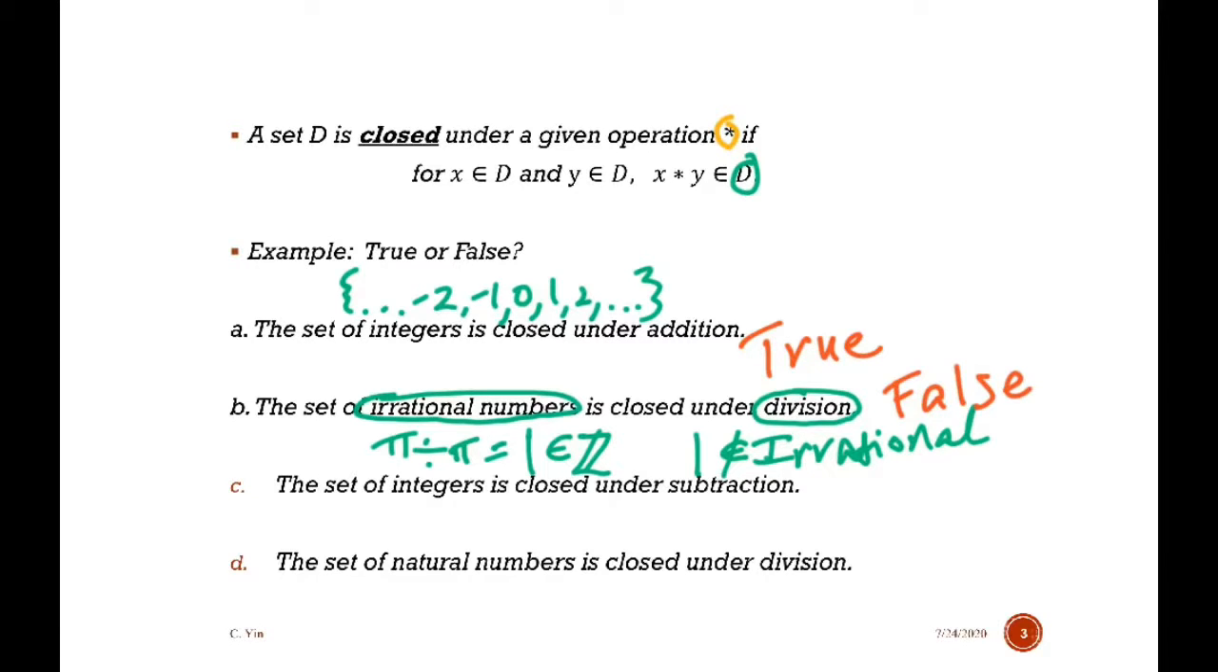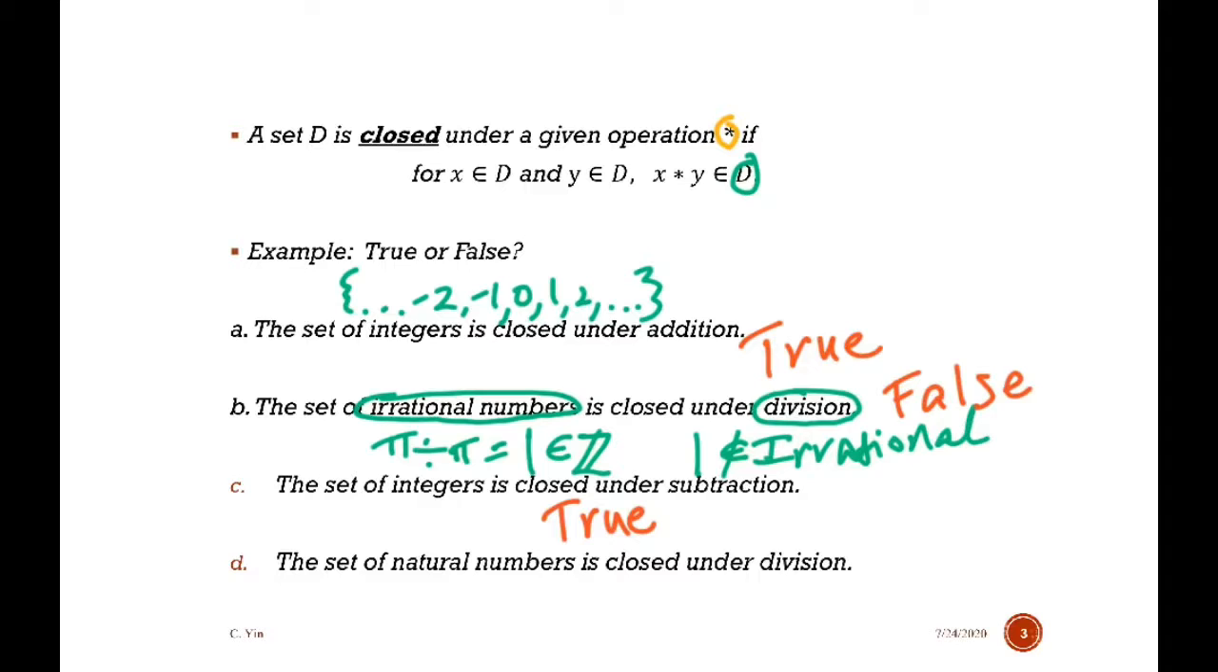The next one says the set of integers is closed under subtraction. And I think you can probably see that for the very same reason that addition worked, subtraction works as well. All right, and the set of natural numbers is closed under division.